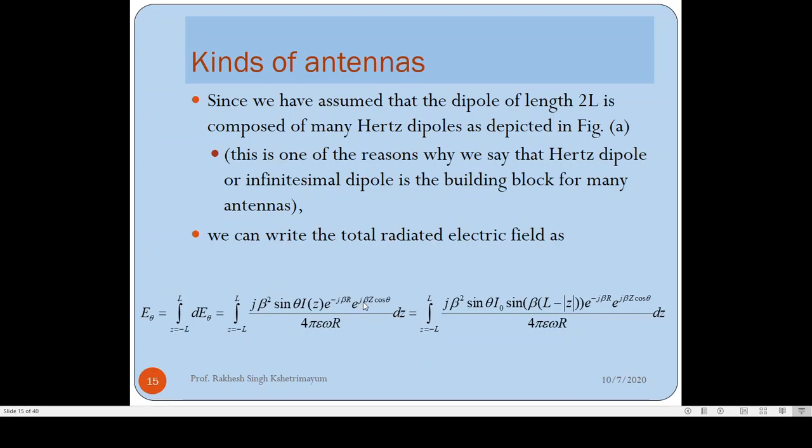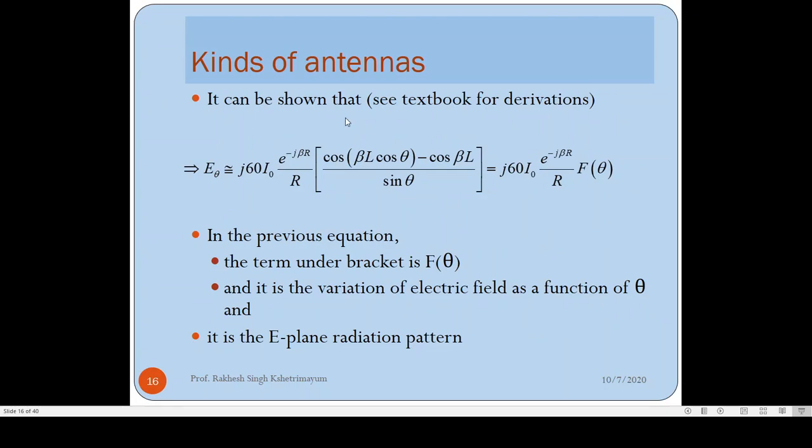So you have exponential j beta z cos theta. You also have Iz. Current flowing in the dipole was I0 sine beta L minus modulus of z. So this term and this term are dependent on the z variable. So when I do integration, all other terms I can take outside. The derivation for this total electric field due to the upper arm and lower arm of the dipole antenna is done in the book I have written for electromagnetic field theory. The derivation is a little bit lengthy, so I have already explained it in the book. If you are interested, you can refer to the book.